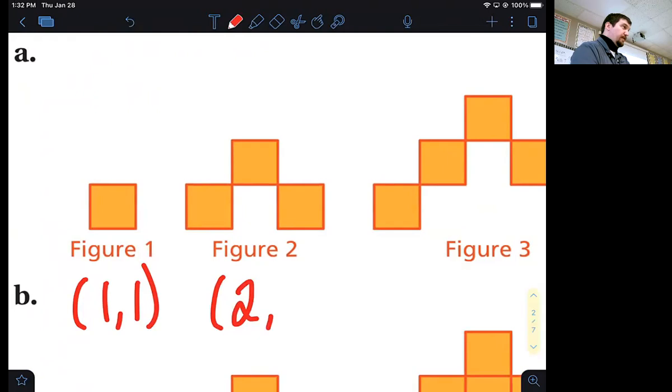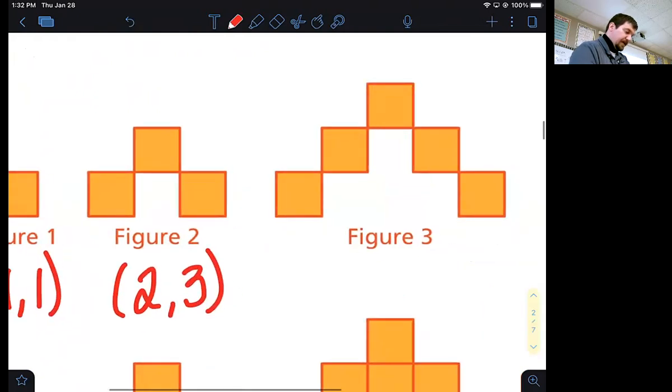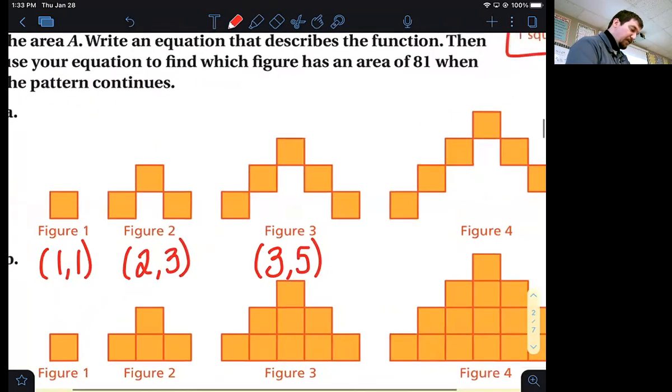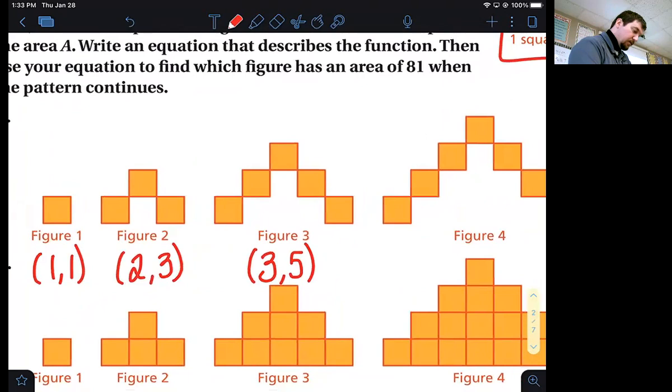How many squares are there in figure 2? 3. In figure 3, the figure number is my x, my input, and the output is 5. Do you see what they're doing? Each time they're adding 2 squares to the diagonal. And then for figure number 4, there's 7 squares.